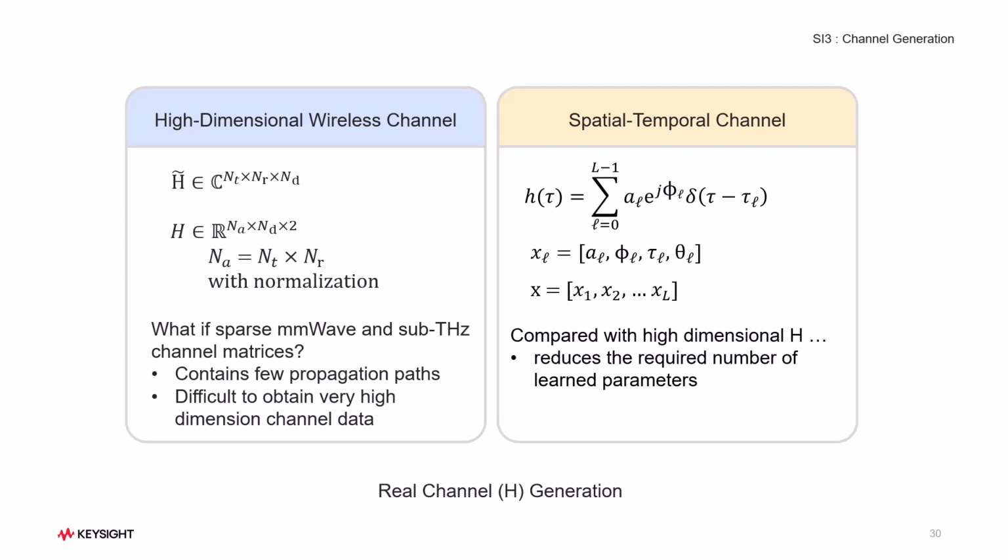In this case, spatial-temporal channel can be utilized with a reduced number of learned parameters. It captures the dynamic nature of the wireless channel, where the channel conditions change over time due to user mobility and environmental factors. However, dealing with spatial-temporal channels often requires more sophisticated signal processing and adaptation mechanisms to maintain link quality.